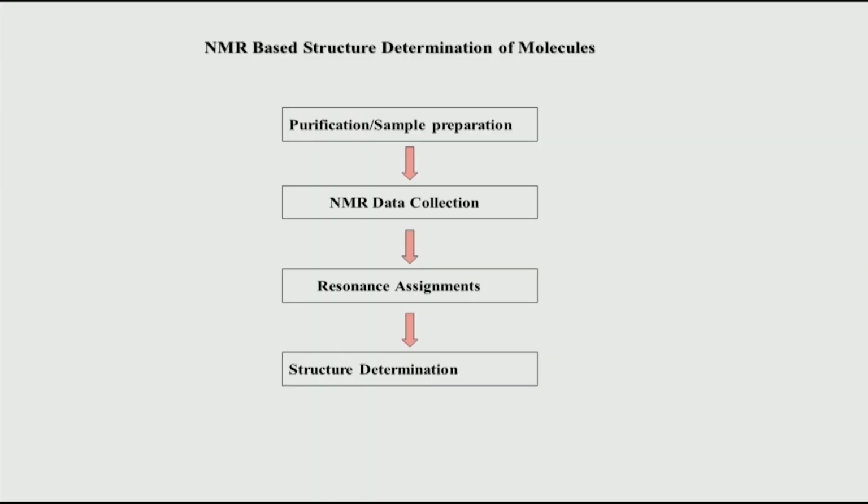So, as you can see, this is a general flow chart which people typically use when we solve structures by NMR. First thing is that you need to have a sample. So, you need to purify your sample, and as we saw, purity is a very important parameter when it comes to structure determination of molecules. Typically we say that it should be more than 95% pure.